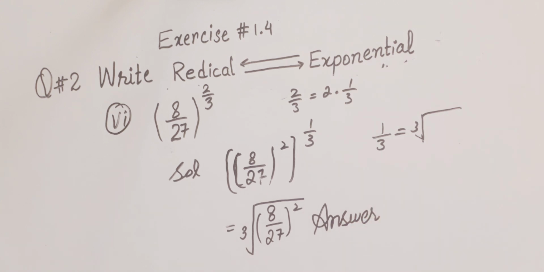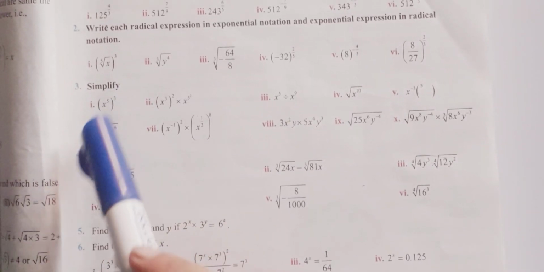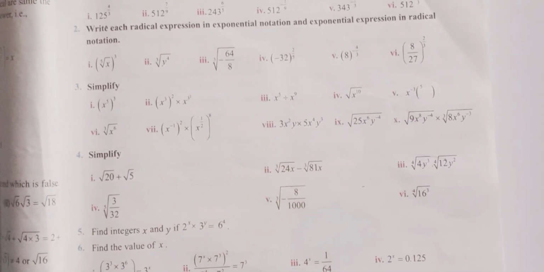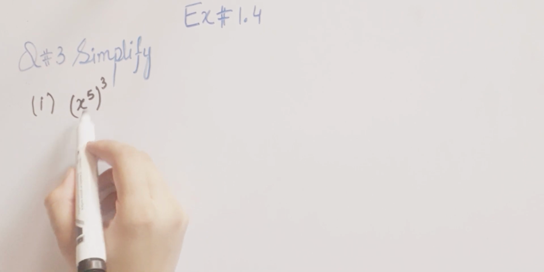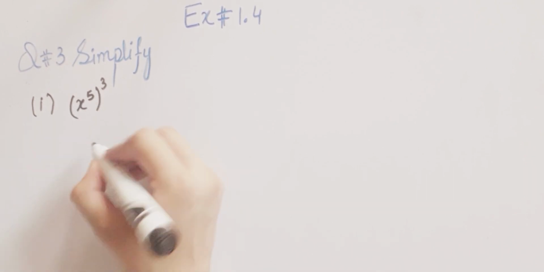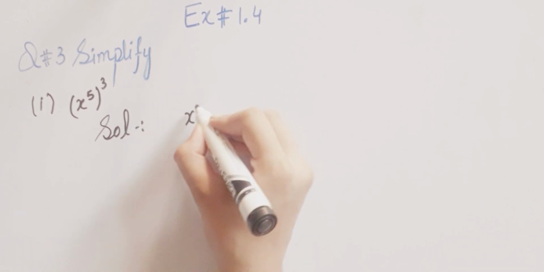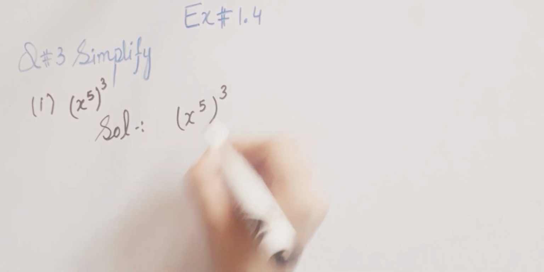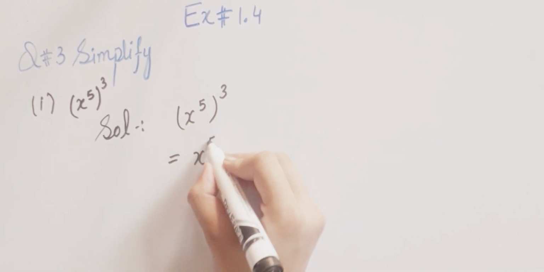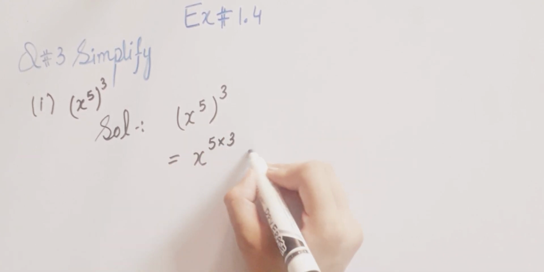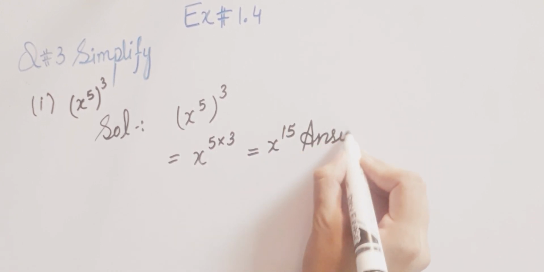I hope you understand. Now the question number 3 is simplify. We will simplify all these questions. So the first part is x power 5 whole power 3. We will solve this. We will just multiply 5 and 3. 5 multiplied by 3, we have x power 15. So this is the answer of this question.